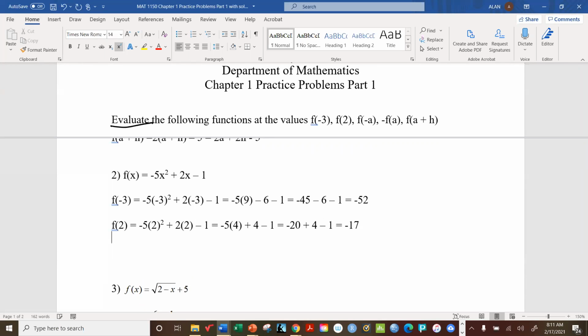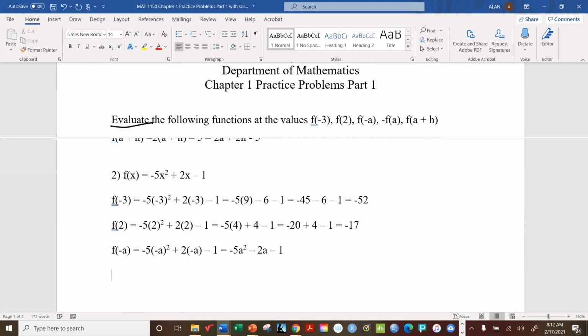All right, how about f of negative a? Now this is where it gets really tricky. Well, I don't know. This one isn't that bad. Some of the others might be worse. Minus 5 times minus a squared plus 2 times minus a minus 1. So we have minus 5 times, now negative a squared is just a squared. Now the next one, 2 times negative a, this one becomes negative 2a minus 1. And here we're just done. You can't take it any further than that.